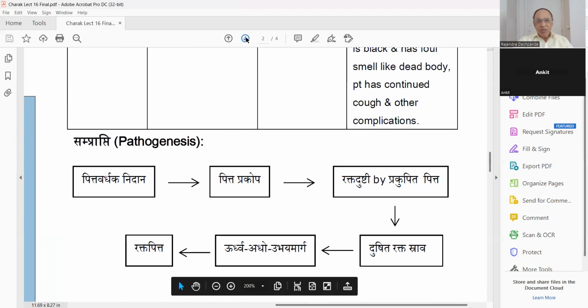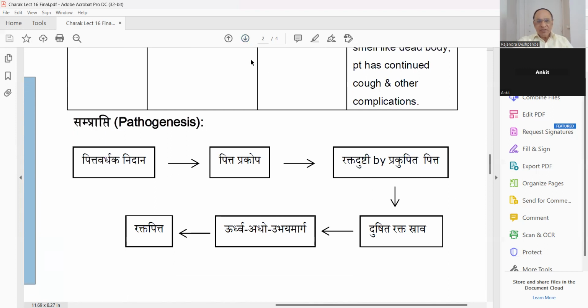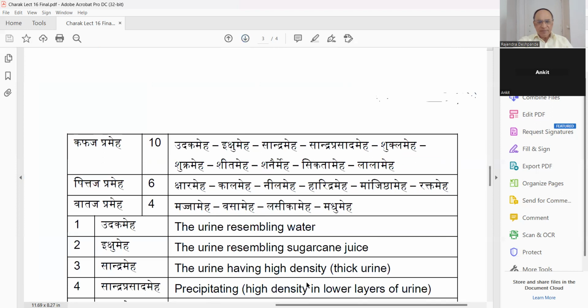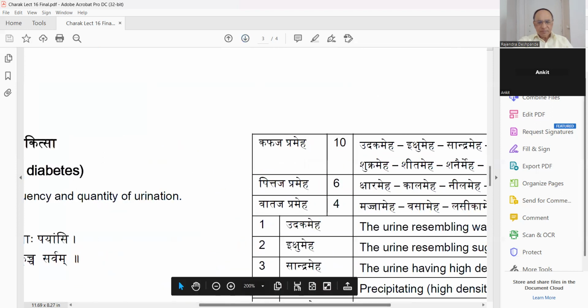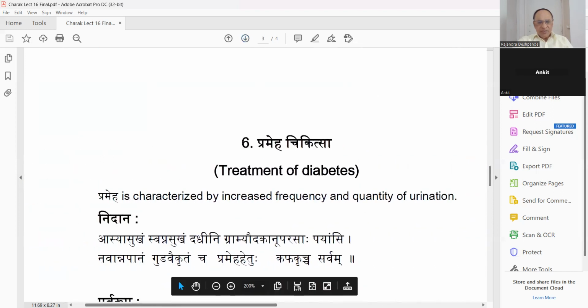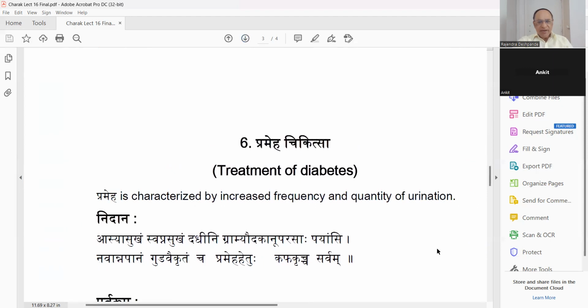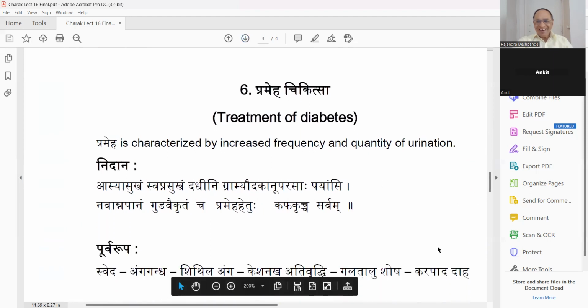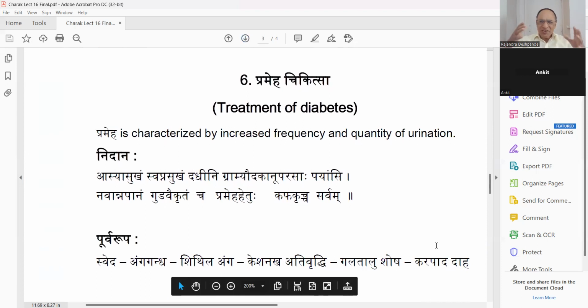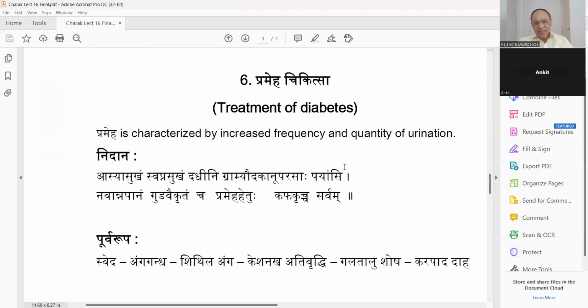Now I have to move on to the next page, on the left side. Now we are starting a very interesting chapter. Everybody is interested to know about Prameha, Madhumeha, Diabetes mellitus, and wants the comparison. So my dear friends, this is Prameha Chikitsa. I am not quite in agreement with this title.